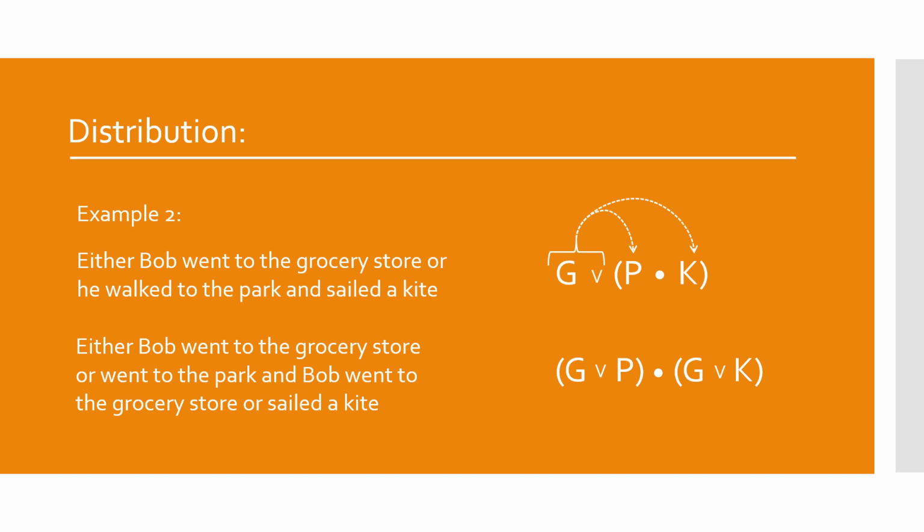And it's very important to recognize that while I can take the first statement there, G or P and K, and then convert it into the second, I can also take when I find the second and convert it into the first. I can, in other words, undistribute the G and rip it apart from the two terms.